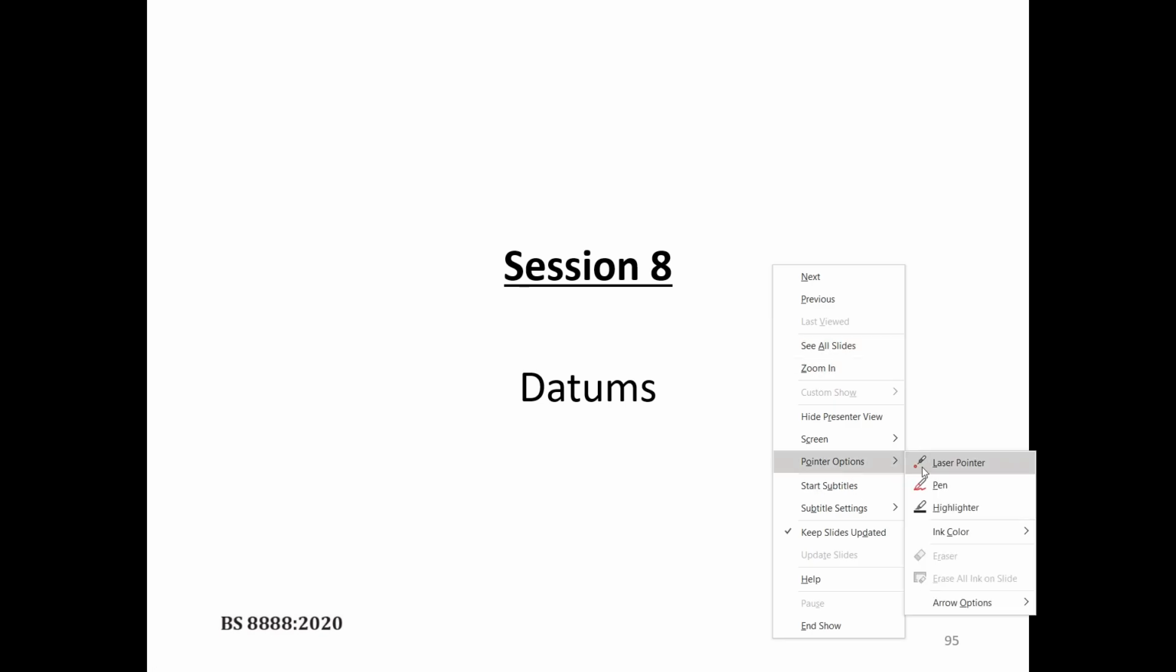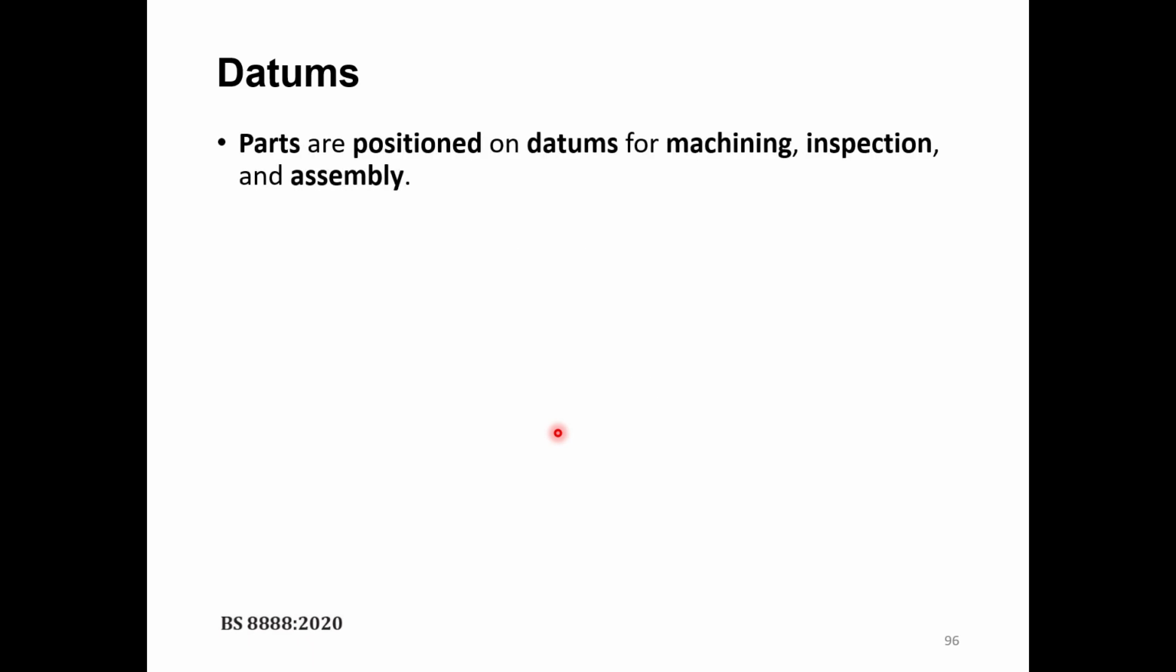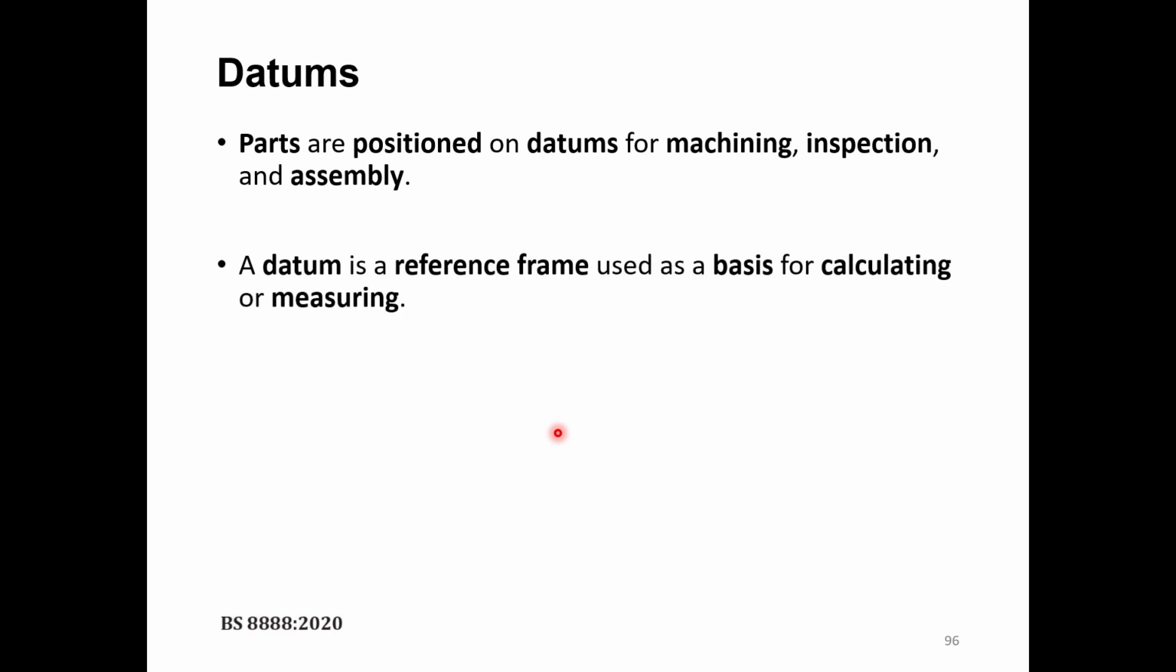So this is session number 8, where we're going to talk about datums. What are datums actually? Normally during machining, inspection, and assembly, parts are positioned on datums, and datums are just reference frames that are used as a basis for calculations or measurements. These are just reference frames from which we start measuring locations, for example, of other parts.